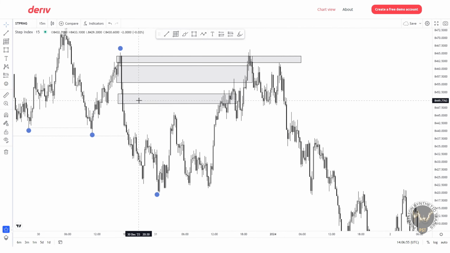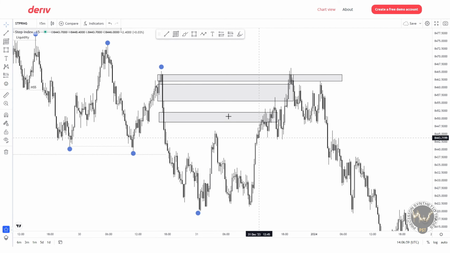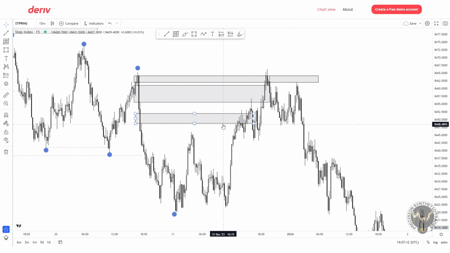I won't enter on this one, it's too close to the 50. Like I said in the beginning of this video, always go for the most extreme fair value gap or order block. So it's going to be the one closest to the swing high or closest to the swing low when you're in an uptrend. So this one I'm going to delete because I won't enter from that fair value gap.